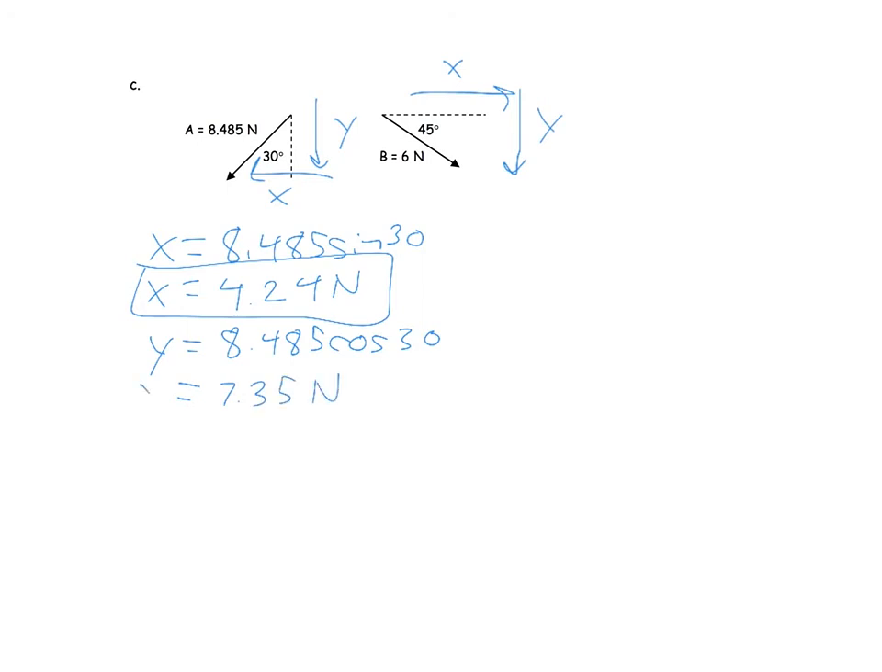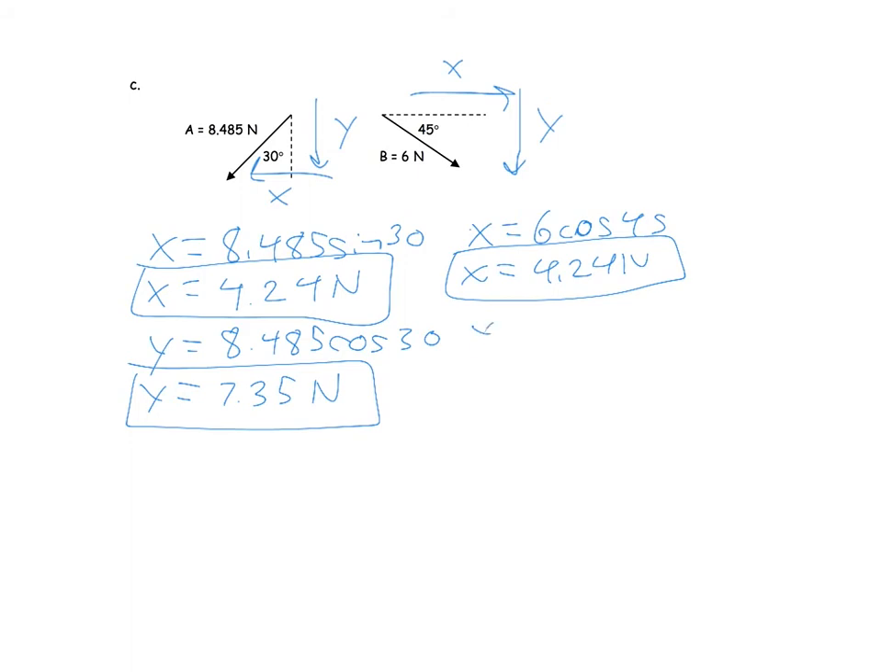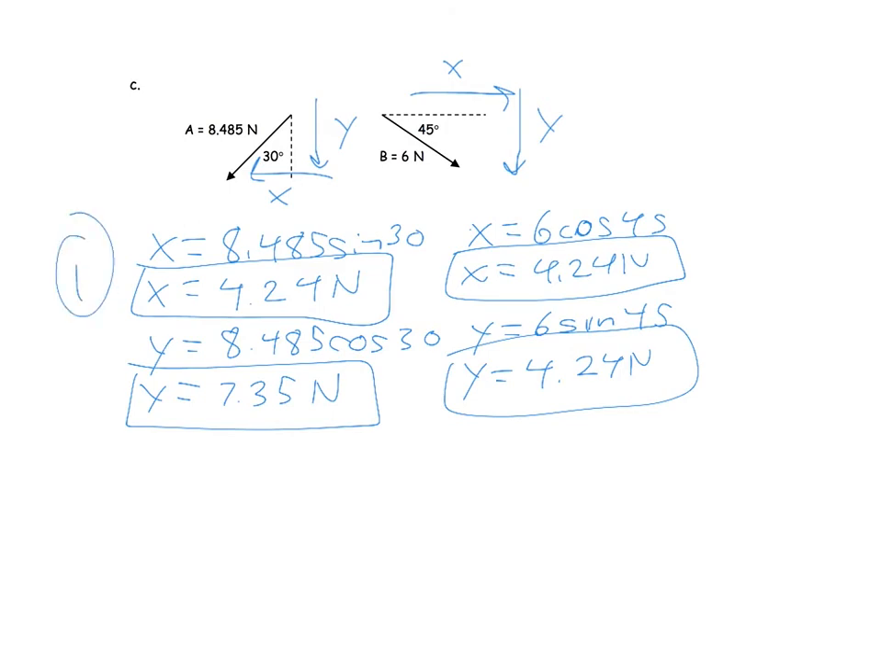7.35 newtons. All right. On the other side, we have my x is going to be 6 cosine 45. And so I get an x of 4.24 newtons. And my y is going to be 6 sine of 45 because it's the opposite. And so I get a y value also of 4.24 newtons because that's what happens when our angle is 45 degrees. So I've done my first step here in componentizing them. My next step is I'm going to add the vectors together.